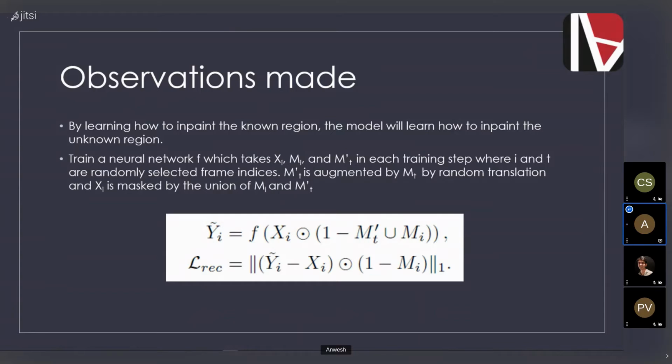So let's consider neural network F, which takes three inputs: xi, mi, and m dash t. In each training step, where i and t are randomly selected frame indices, m dash t is augmented from mt by random translation, and xi is masked by the union of mi and m dash t. So you can see the two formulas that we have. y1 is the output we expect from the model, and L rec is the loss during the reconstruction. So you can see that we take the L1 norm.